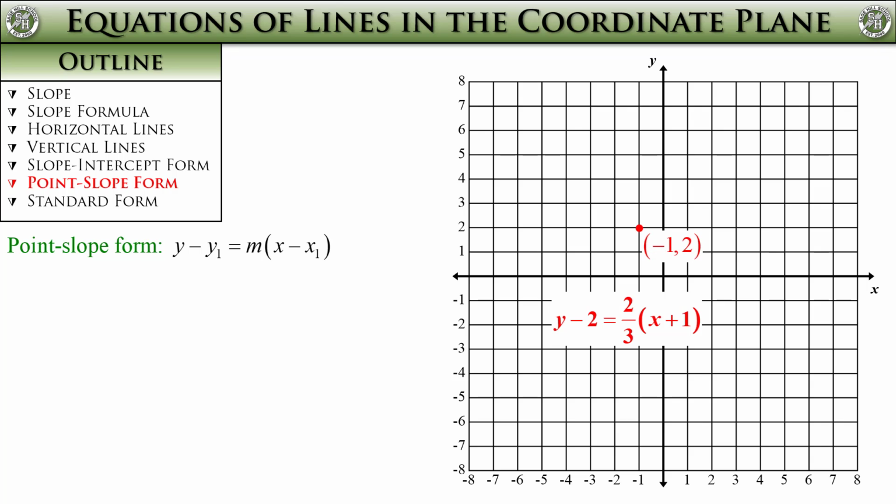We have a slope of 2/3, so we use rise over run to find a second point on our line. In this case, a rise of 2 and a run of 3 gets us to point 2, 4. From there, we can just play connect the dots, and that's how we would graph a line given point-slope form.